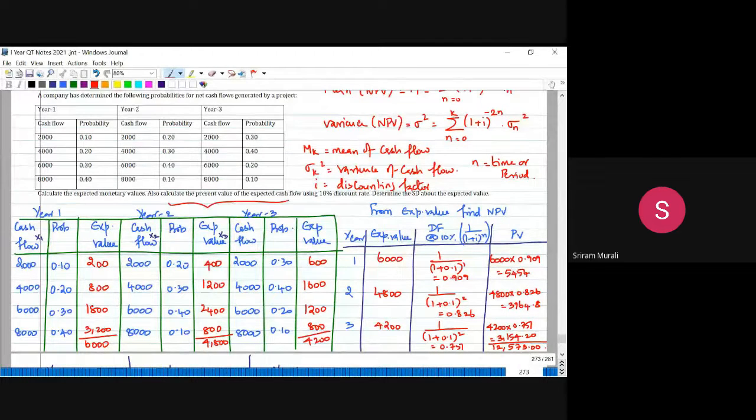We computed the present value of the expected cash flow. First, we found the expected monetary value for all the years. Now I computed the present value of the expected cash flow. The same way I need to compute for variance. I have to compute SD, I mean standard deviation. That is this.